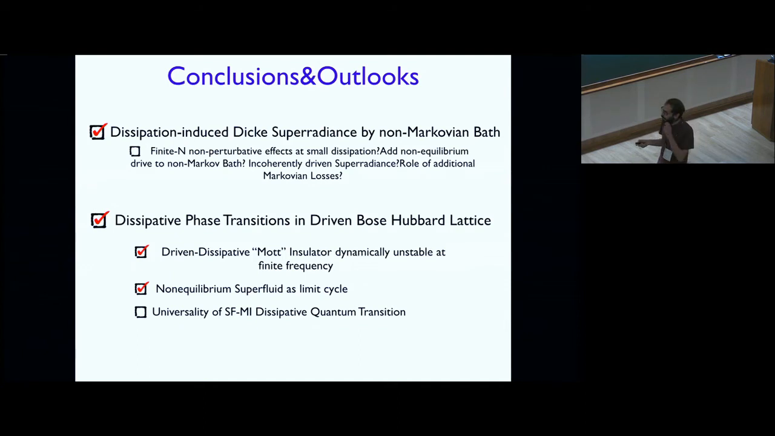And on the other hand, I talked about dissipative phase transition in bosons, which are driven with incoherent drive. And I think one very important feature of this driven Mott insulator of photons is that this phase is unstable at finite frequency with respect to coherent drive, and this instability turns into a non-equilibrium superfluid, which is just a limit set. And what I think would be very interesting is to work out more the universality properties of this dissipative quantum phase transition.